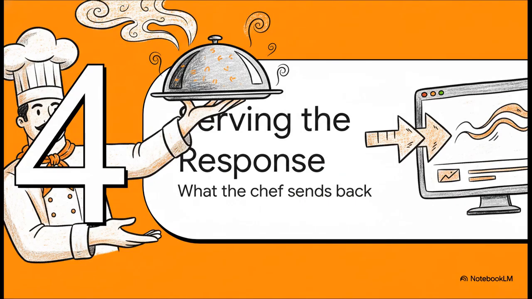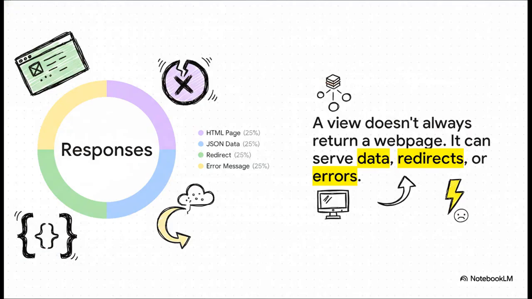Okay, so the chef has done all the work, the meal is cooked. Now for the final, crucial step, serving the dish. So what can the chef actually send back to the table? You might be surprised to hear that the response isn't always a full web page. Sometimes, it's the raw HTML code that your browser uses to build the page. Other times, especially for things like mobile apps, it's just raw data in a format like JSON. It can even be a simple redirect, basically saying, hey browser, go look over here instead. Or, if things go wrong, it might just be a simple error message.